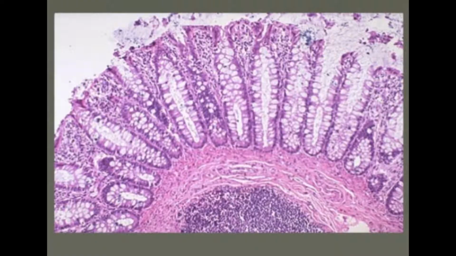This is an image of a normal colon, which I want to review before we go on to the pathologic image. And here you can see the lining of the colon. And here are the mucous glands. And inside the mucous glands you see the goblet cells. And right down here you have a Peyer's patch.